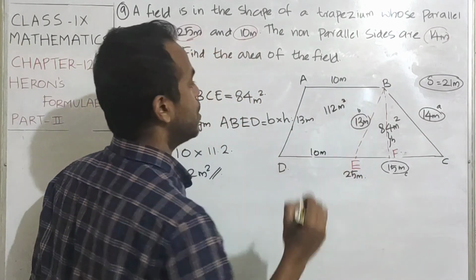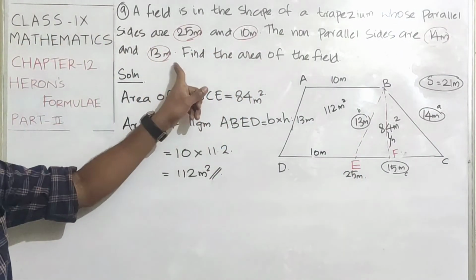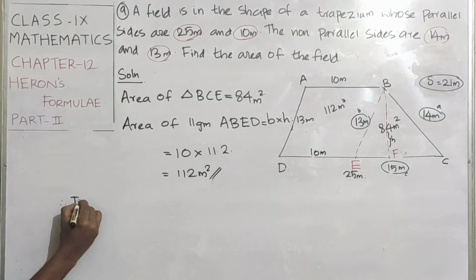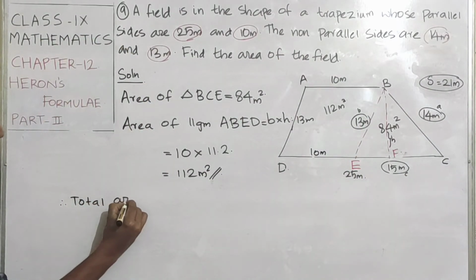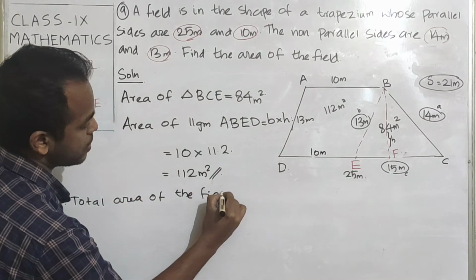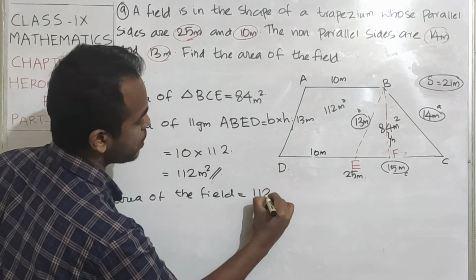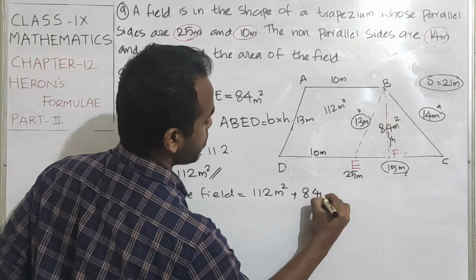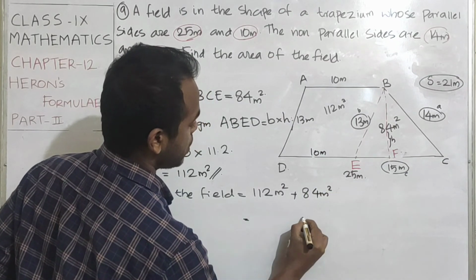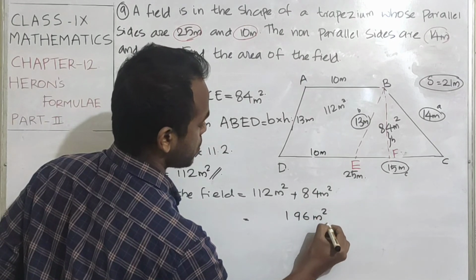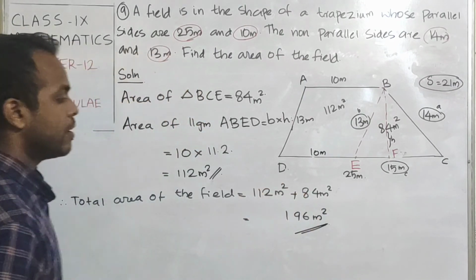112 meters square. But the question is, find the area of the field. So the total area, we can write, therefore, total area of the field is equal to 112 meters square plus this one, 84 meters square. So you can find the sum as 196 meters square. So this will be our final answer.